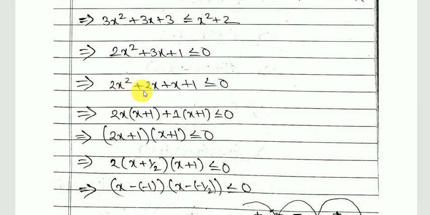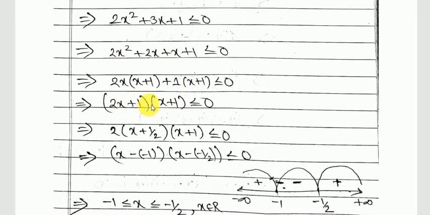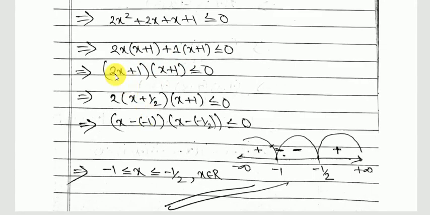Now factorize the middle term, you get (2x plus 1) into (x plus 1). Here the coefficient is 1, so good for you. Here the coefficient is 2, so this 2 has to be taken out as common. Once you take it out, you get (x plus half)(x plus 1) less than equal to 0. Next step, divide both sides by 2, so the sign is not going to change. And we get x, and this plus has to be written as minus: x minus minus 1 for this, and x minus minus half for this.